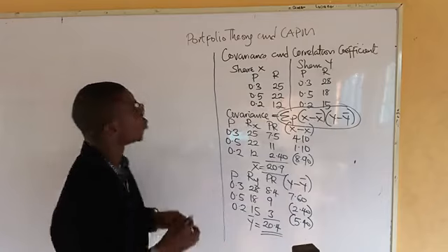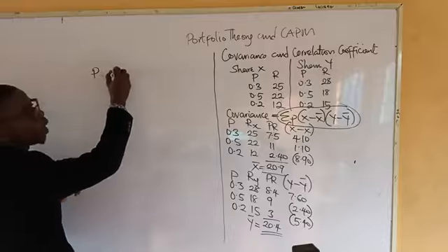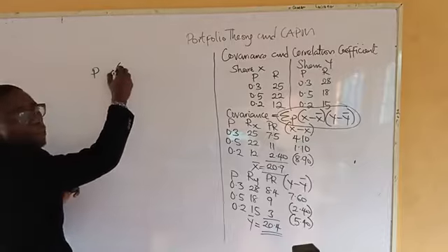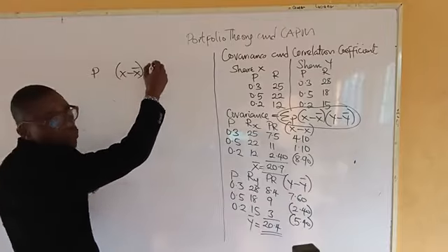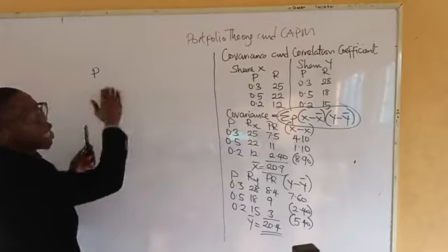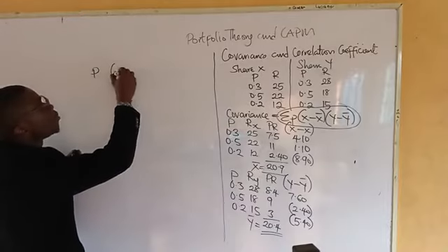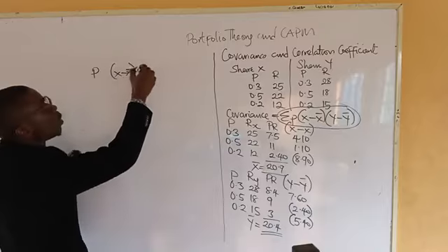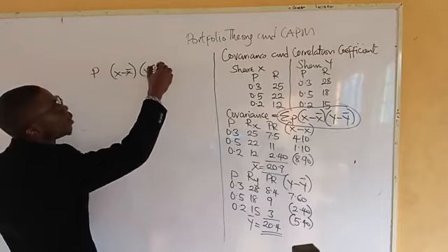So what are we going to do? Just place it. We now have P, bracket x minus x bar, and then P x minus x bar, y minus y bar.